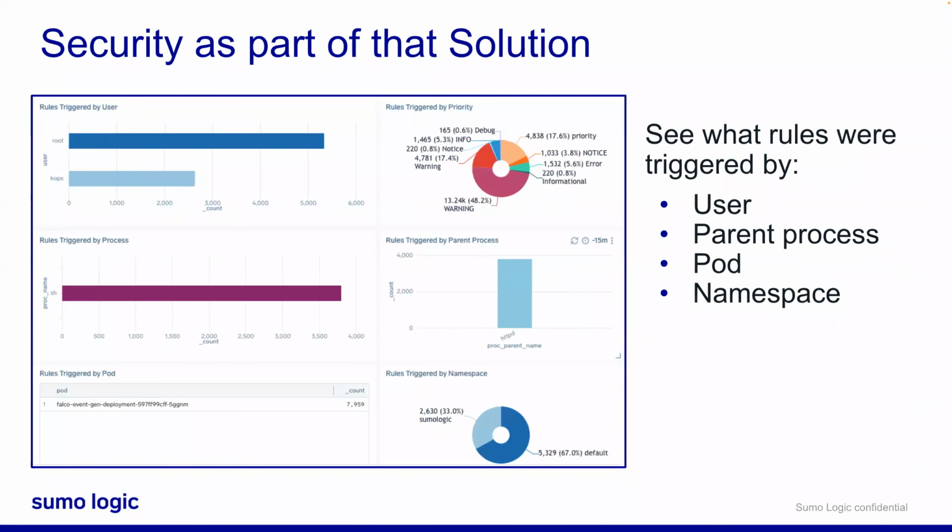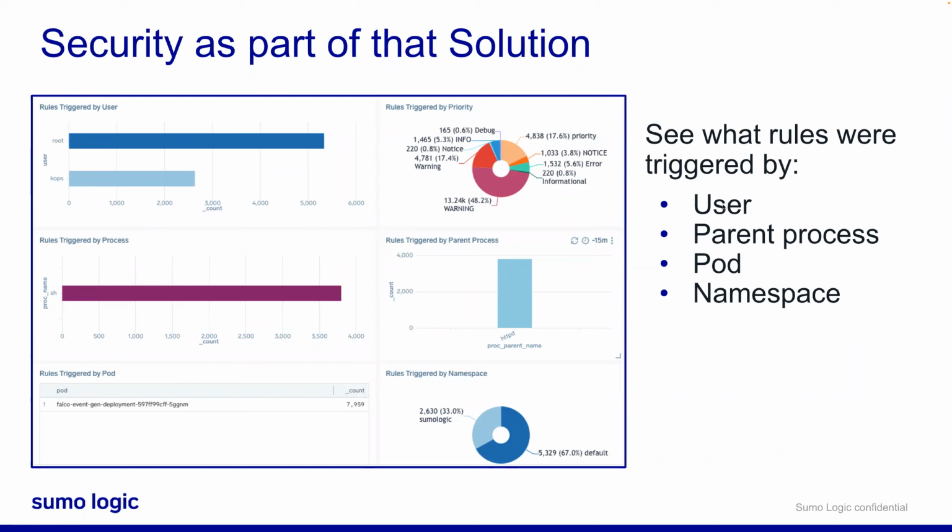Now, security is going to be a part of that solution, and I'll show you this in the app as well. We can start to see rules that might have been triggered, and who triggered them. Here, for example, we see rules triggered by two different users, the root user and the KOps user. We see the rules triggered by priority in the top right, so we can start to see what type of rules were triggered. Was it a debug? Was it a priority? Was it a warning? And we're going to handle those probably quite differently.